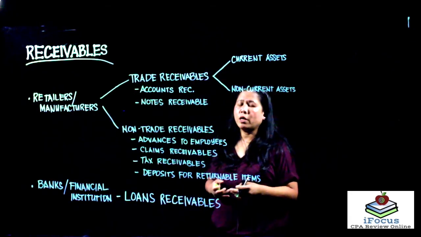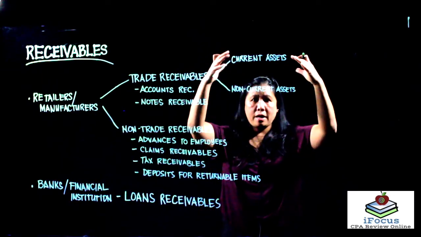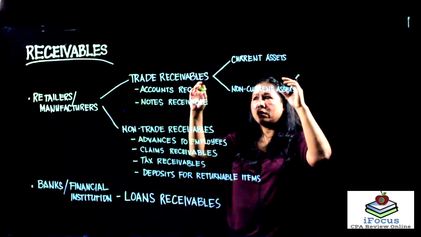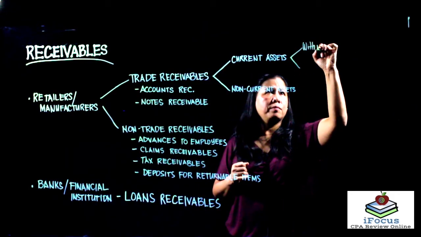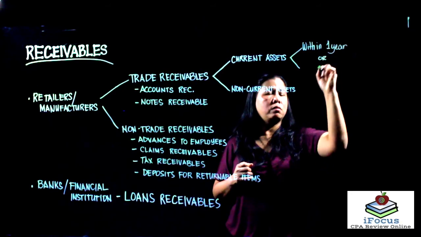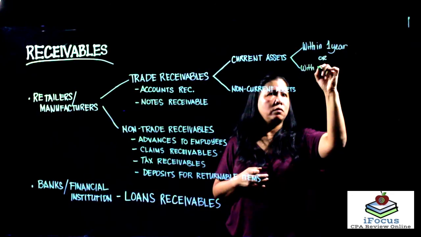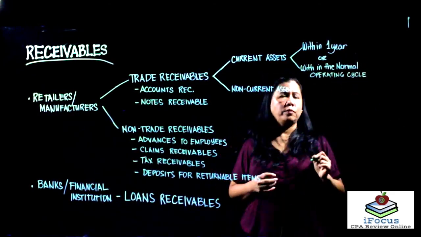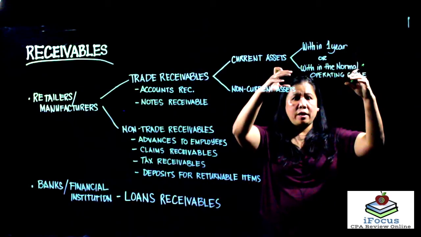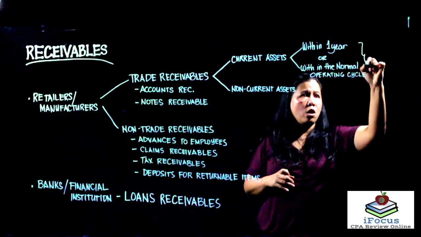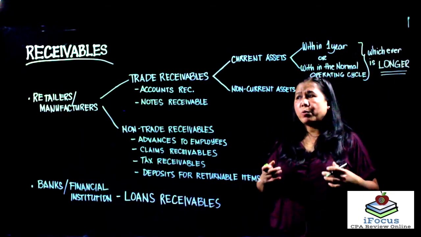So when do we classify a trade receivable as a current asset? If we can collect this receivable within 1 year or within the normal operating cycle, whichever is longer. All right, let me repeat that.